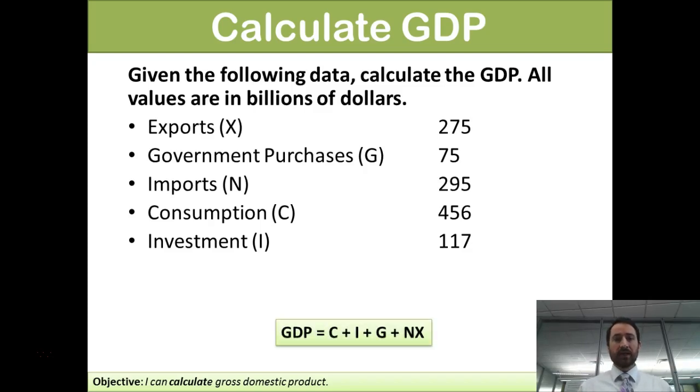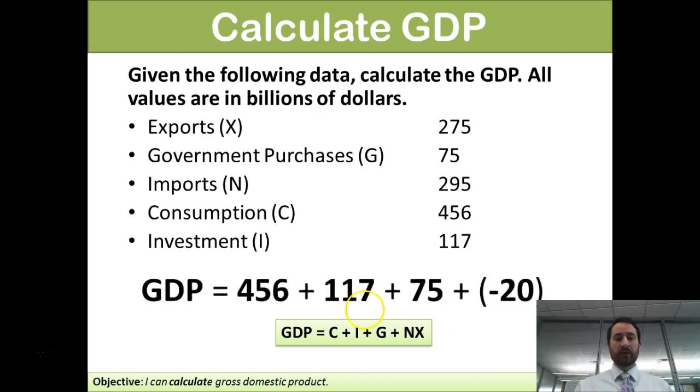Here's our equation again. I added one extra step into this set of data. We've got 456 for our consumption, plus 117 for investment, plus our government purchases. That's the easy part. And then remember, net exports is your exports at 275 minus our imports of 295. So everything that we sell minus everything that we buy. And in this case, it comes out again to a negative 20. And so we should get $628 billion, 628.